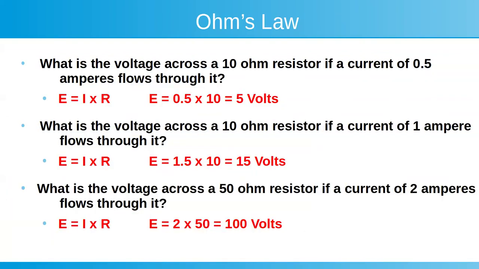What's the voltage across a 10 ohm resistor if a current of a half ampere flows through it? So we're going to use E is equal to I times R. We multiply 0.5 amps times 10 ohms and get 5 volts. What is the voltage across a 10 ohm resistor if a current of 1 amp flows through it?